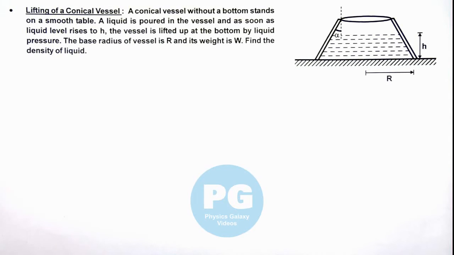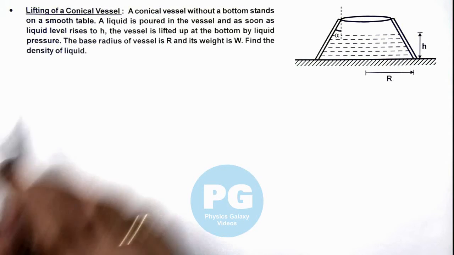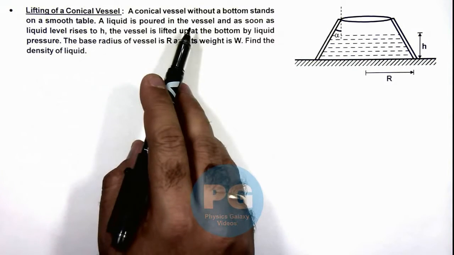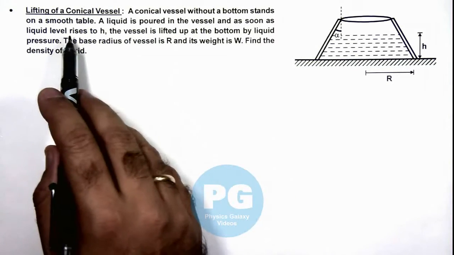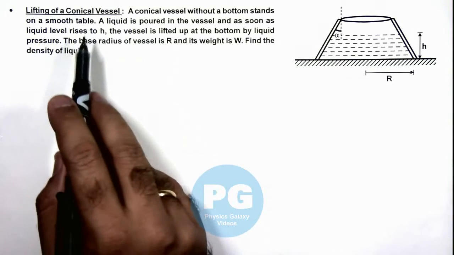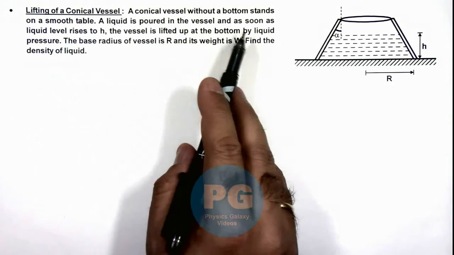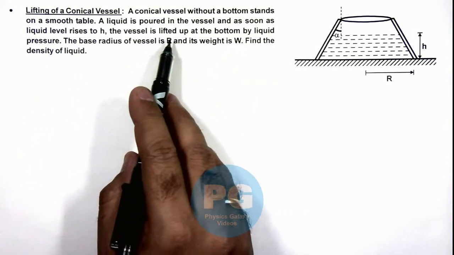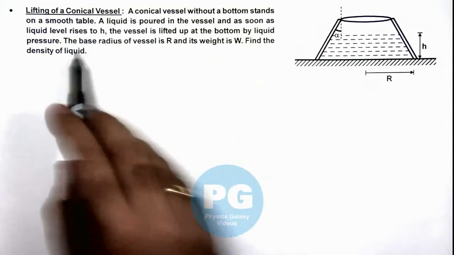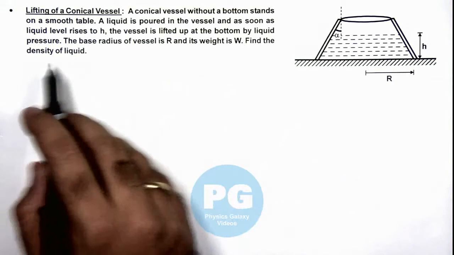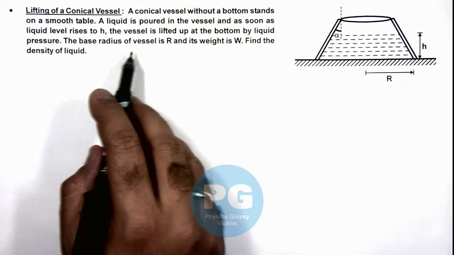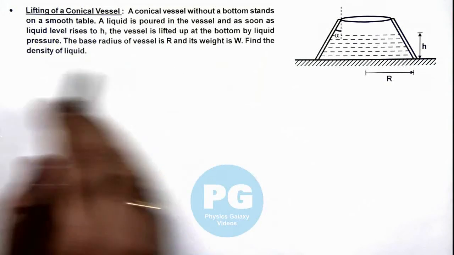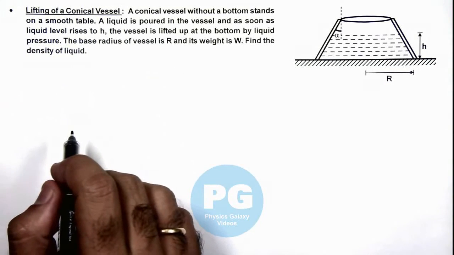In this illustration, we'll analyze the lifting of a conical vessel. We are given that a conical vessel without a bottom stands on a smooth table, and a liquid is poured in the vessel, and as soon as the liquid level rises to H, the vessel is lifted up at the bottom by liquid pressure. And here we are given that the base radius of vessel is R and its weight is W. We are required to find the density of liquid.